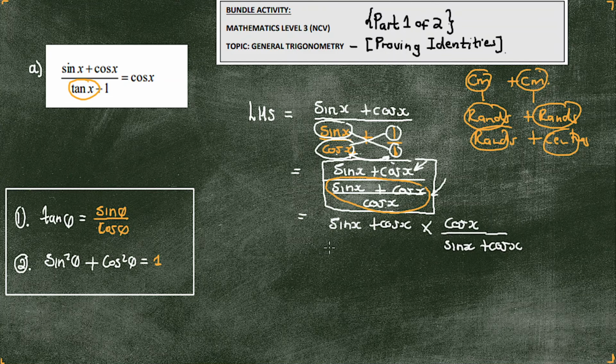So you're gonna flip it. Then when we get here, this cancels out that. With fractions you can only cancel diagonally. So this cancels that, and I'm now left with cos x. Guess what? The left hand side is now equivalent to the right hand side. The right hand side is cos x, and we calculated the left hand side and got cos x.